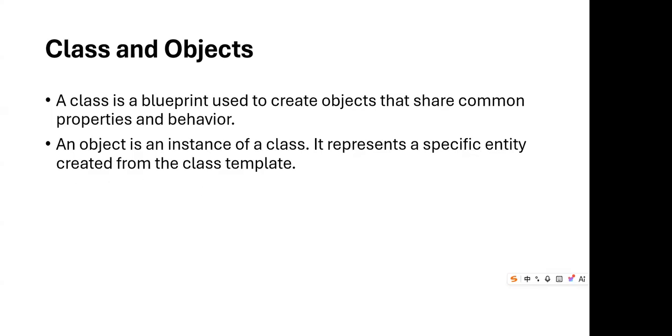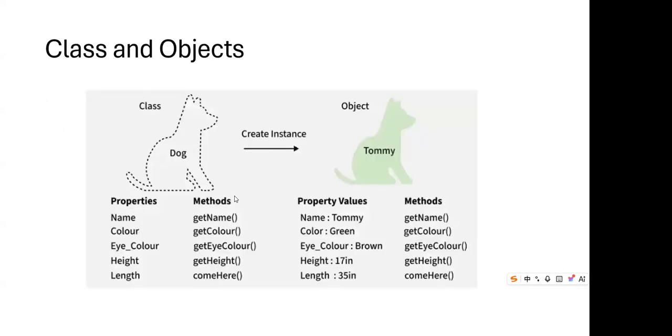And an object is an instance of a class. It represents a specific entity created from the class template. Since it is a specific entity, that means they may be different. For example, the Tesla may have some special properties or behaviors that the Toyota doesn't have. And from the other side, maybe the Toyota has something special that Tesla doesn't have. So that is objects.